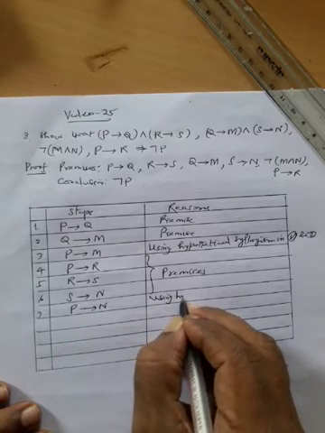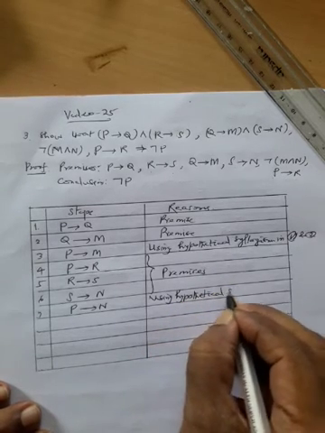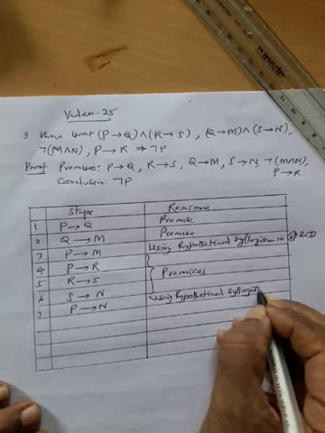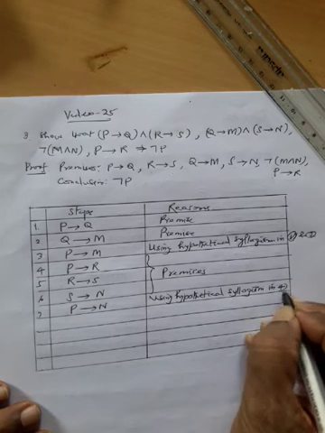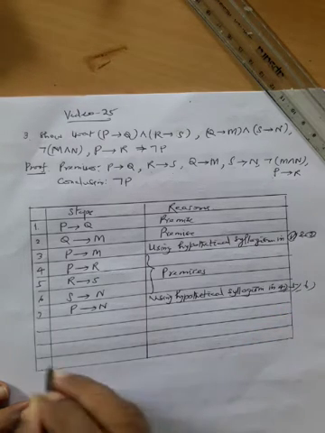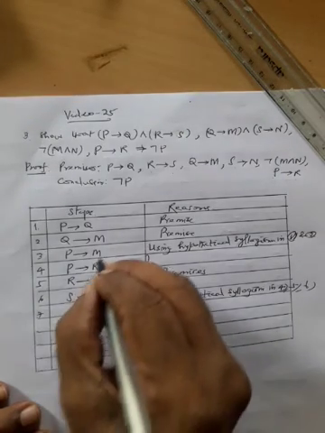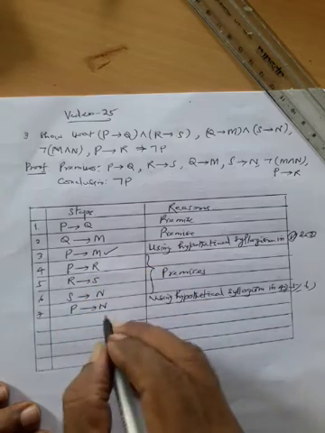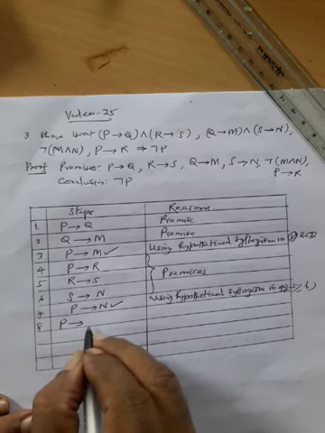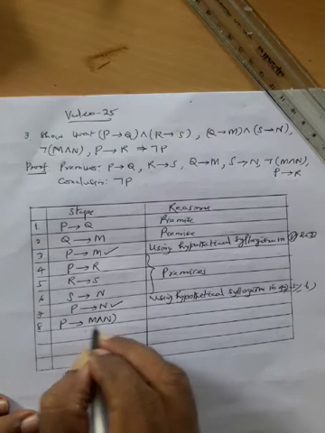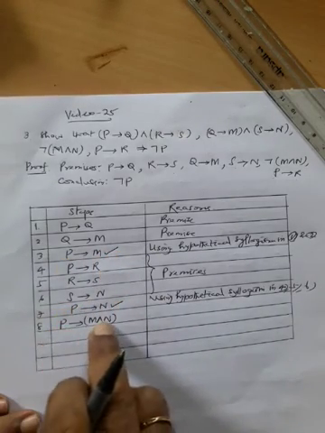using hypothetical syllogism in 4, 5 and 6, we get that 7, P conditional N. Now we have if P then M is there, if P then N is there. So you have P conditional M and N. If P then M, if P then N. So if P we have both.